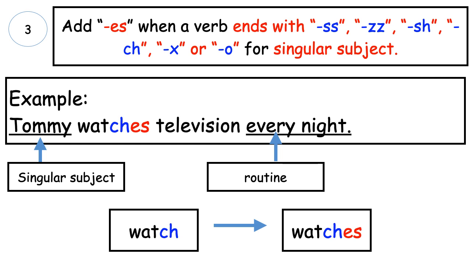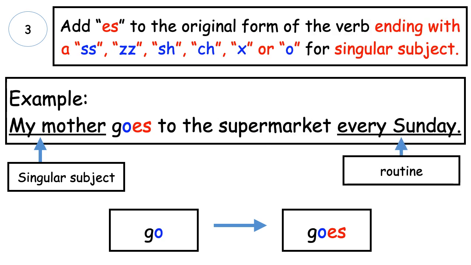Okay, Tommy watches television every night. So Tommy is a singular subject, so definitely the verb must have ES because it ends with CH. So watch becomes watches, right?